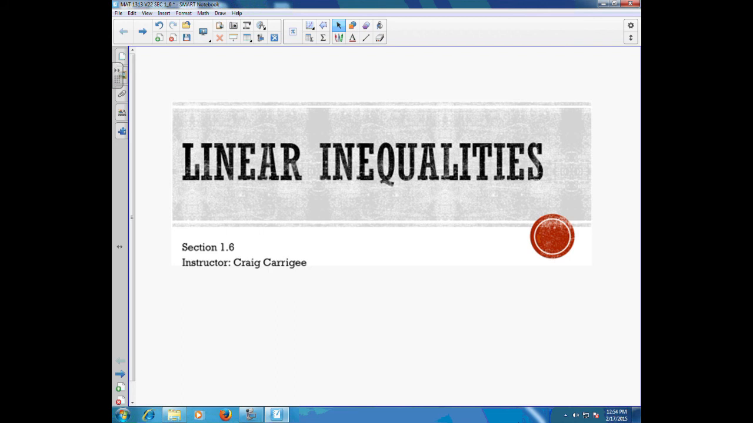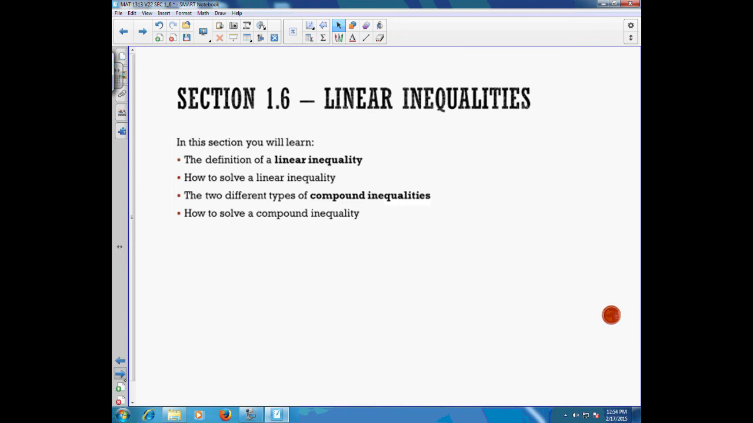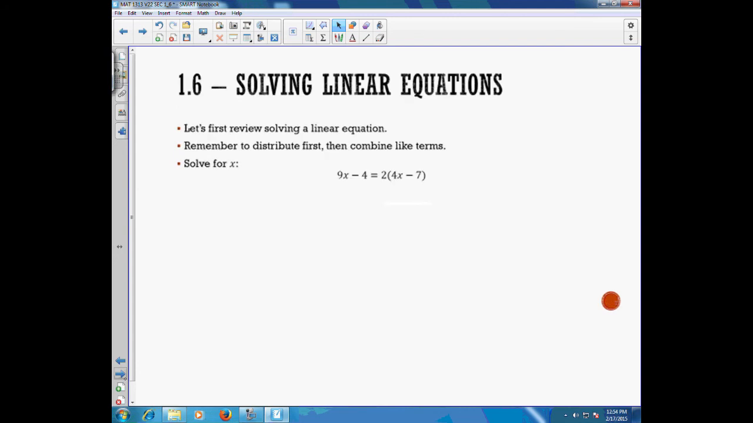Alright everyone, today we'll be talking about linear inequalities. So in this section you're going to learn what a linear inequality is, how to solve a linear inequality, the two different types of compound inequalities, and then how to solve those. So first of all, let's start by just reviewing how to solve a linear equation.